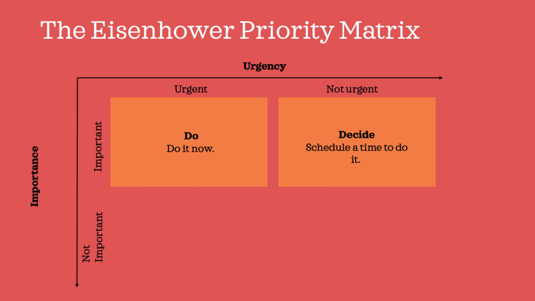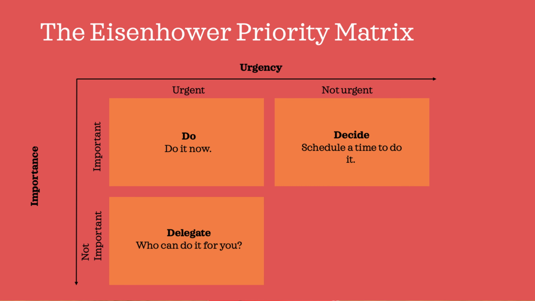In quadrant 2, we've got not urgent and important. So these are the ones that we need to plan for. The tasks which fall into this category should be completed second. So I'll give you an example, creating a budget or preparing PowerPoint slides for a presentation.